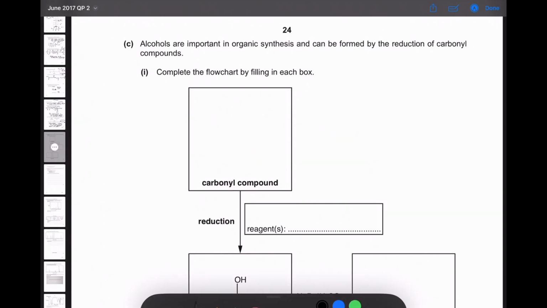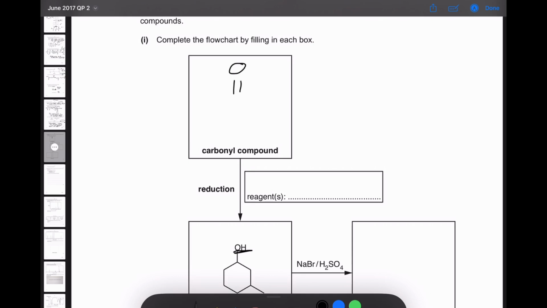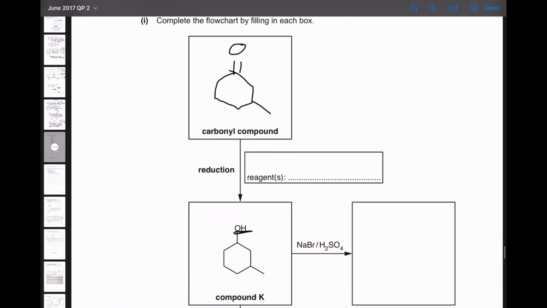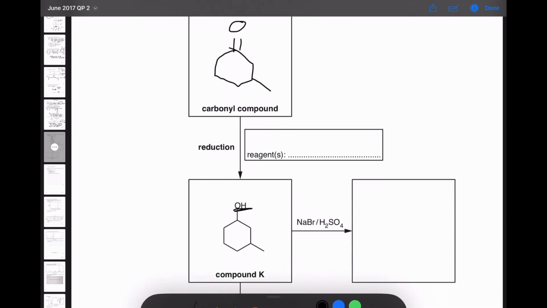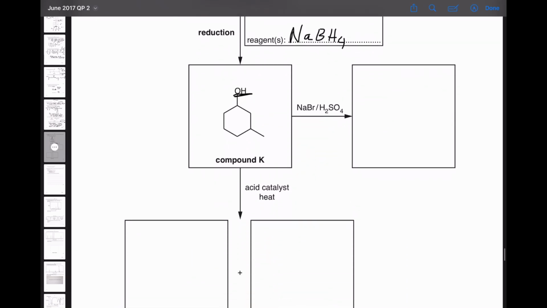Alcohols are important in organic synthesis and can be formed by the reduction of carbonyl compounds. Complete the flowchart by filling in each box. So here we've got an alcohol, and that's coming from a carbonyl group, and it can only be 1, 2, 3, 4, 5, 6, 3-methyl. So what reagents do we need to do that? Well, it's going to be our sodium borohydride, which is that. And we don't need anything else for that one.